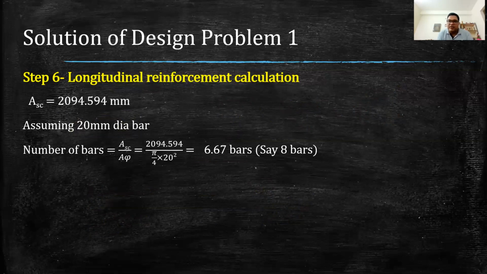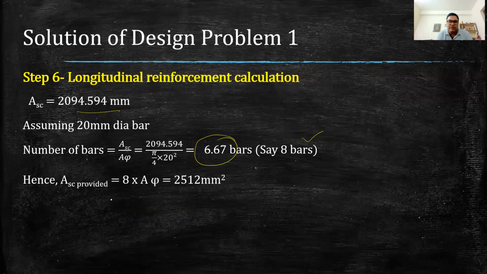So we are providing here 8 bars. As you can see, only 6.67 bars are required as per this area of steel, but we are providing 8 bars. So it means the area of bars to be provided will be increased. So now what is the actual area of bar provided? It is 8 multiplied by the area of cross section of one bar. So this is 8 into pi d square by 4, which is 20 square by 4. So this becomes this value, which is 2512. So the required area of steel is 2094, but we are providing 2512 because minimum 8 bars are to be provided there.